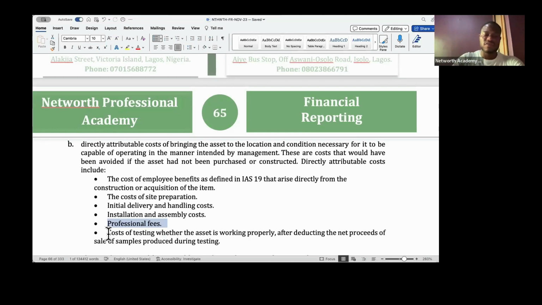And finally, is cost of testing. So it requires that before you use the asset, you need to test it to know whether it's working properly. That cost of testing must be capitalized. It has to be capitalized if it requires that you have to test. However, when I say testing cost, it means probably maybe it's a plant you want to test and you have to buy some materials, pay some people that will work on it just to test it, right? All those money you incur, testing costs, capitalize it.